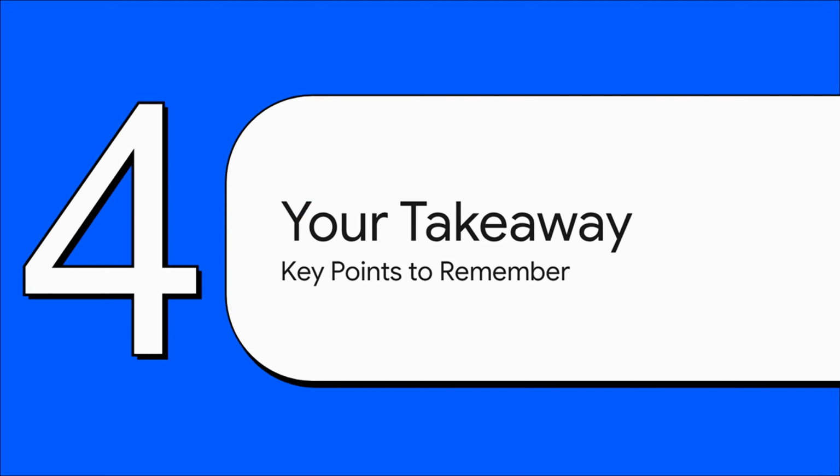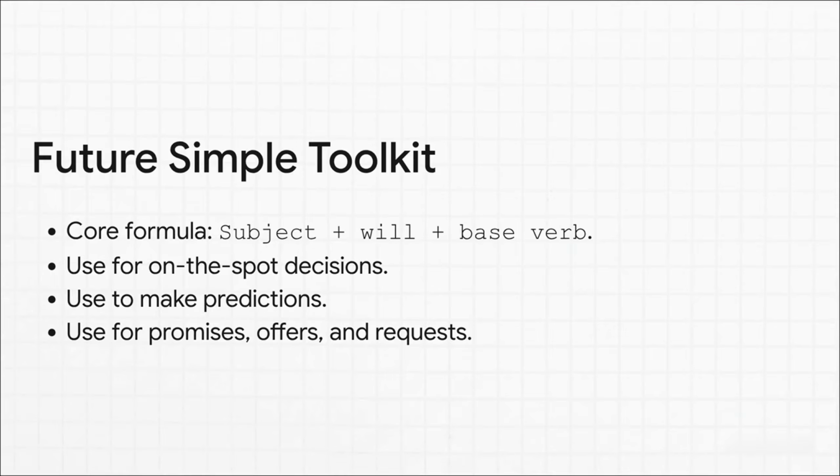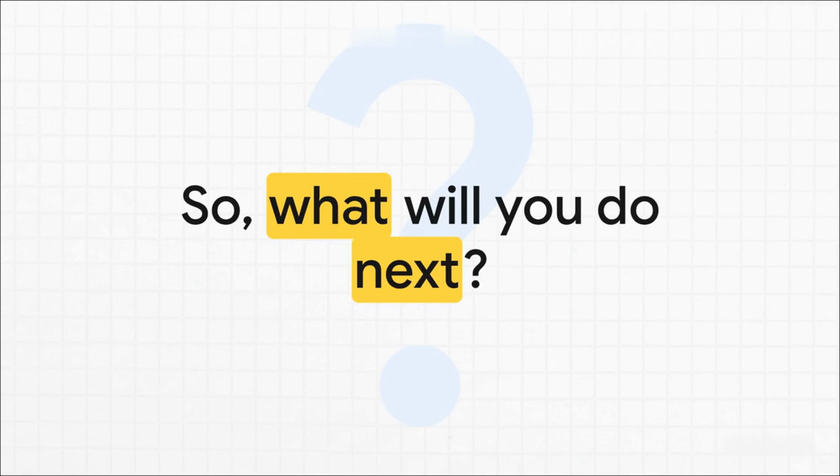Okay, let's wrap this all up. Section 4. Here's your main takeaway. So here's your future simple toolkit, all boiled down. The core formula? Super easy. Subject plus will plus the base verb. Always. And when do you pull it out? Remember the big three. For those in-the-moment decisions, when you're making a prediction, and for all those promises, offers, and requests. Got it? And that's pretty much it.